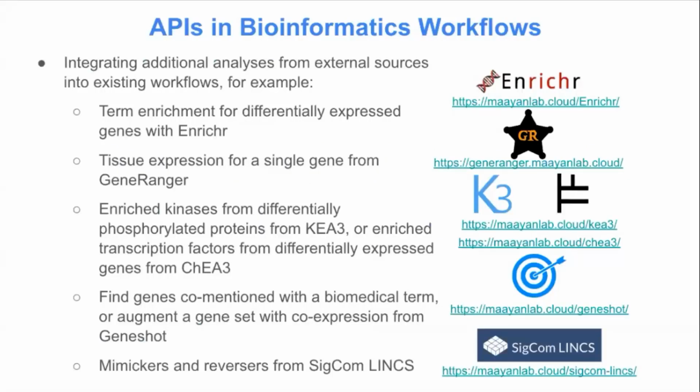So one of the major uses of bioinformatics APIs is to integrate analysis from external sources into bioinformatic workflows. For example, we can perform term enrichment for differentially expressed genes in Enrichr, tissue expression for a single gene from GeneRanger, obtain enriched kinases from differentially phosphorylated proteins from KEA3, or enriched transcription factors from differentially expressed genes from ChEA3. We can also find genes that are co-mentioned with a biomedical term or augment a gene set with co-expression from GeneShot.